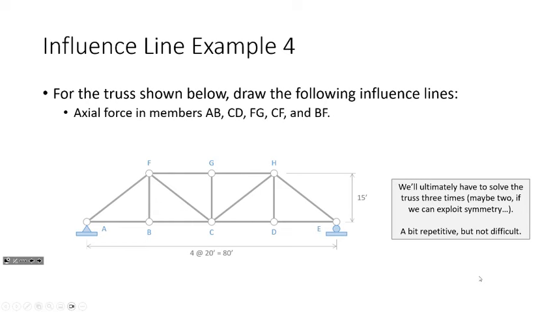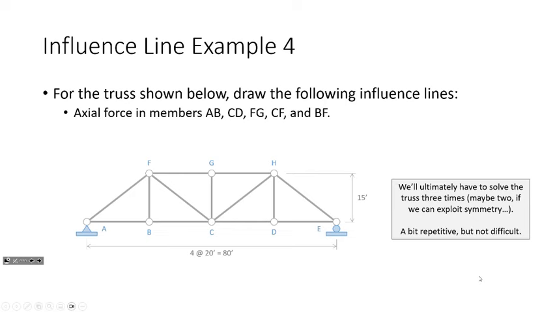What we would have to do is put a unit load here, and then use method of joints or method of sections, the whole thing. And then put a unit load here, do the whole thing. Unit load here, do the whole thing. So ultimately, we probably need to solve the truss 3 times. But I say maybe 2 if we can be a little smart about it and exploit some symmetry, okay? It's a bit repetitive, but it shouldn't be too difficult, okay?